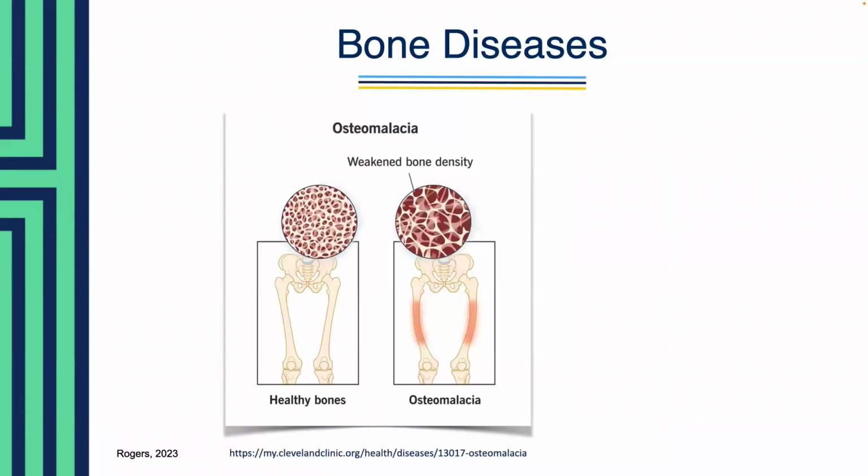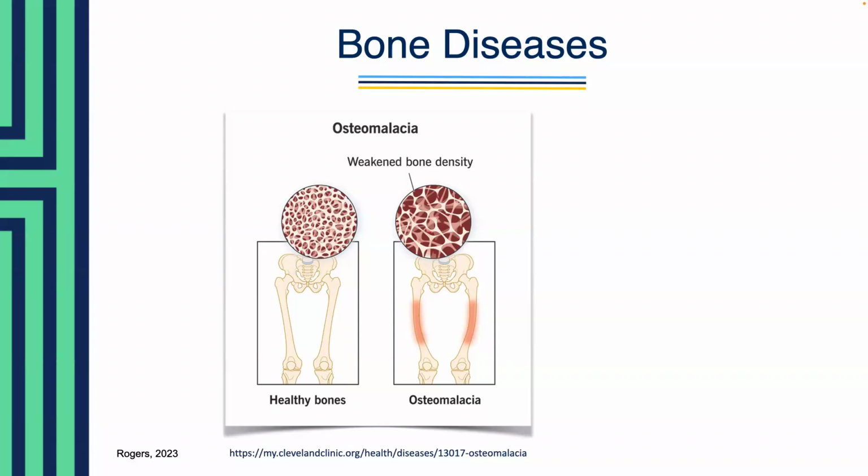All right, the next bone disease we're going to look at and talk about is osteomalacia. And in osteomalacia, there's a defect in the bone mineralization, while osteoporosis is the reduction in bone mass and density. So in osteomalacia, the bone matrix, the osteoid, is normal, but it fails to mineralize properly due to the deficiency of calcium and phosphate. So this leads to soft, weakened bones susceptible to fractures.